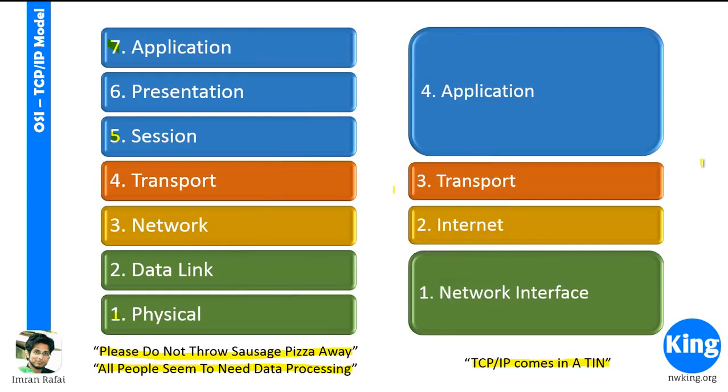Now if you compare the left and the right, we can see that layers 5, 6 and 7 are comparable to layer 4 of the TCP/IP model. The transport layer and the transport layer of TCP/IP have comparable functions. Similarly, the network layer and the internet layer. Layer 1 and layer 2 of the OSI model are comparable to layer 1 of the TCP/IP model.